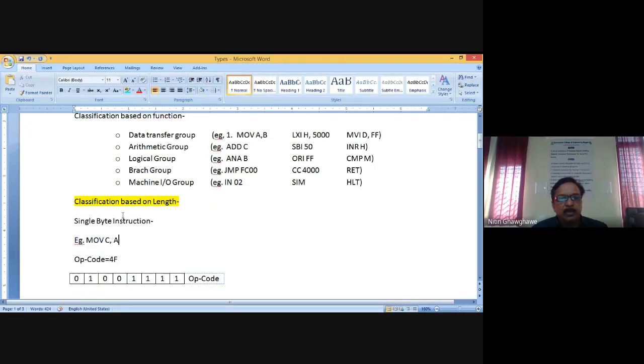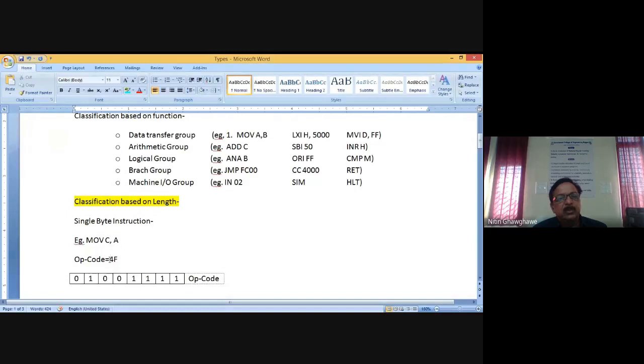Now, coming to all these instructions one by one. First of all, let us discuss the single byte instruction. The best example I have given over here is a move related instruction. So, MOV C comma A. This instruction is a single byte instruction. In order to store this instruction, only 1 byte is sufficient. While writing this instruction, only 1 byte is sufficient. Of course, you have to write this instruction in memory.